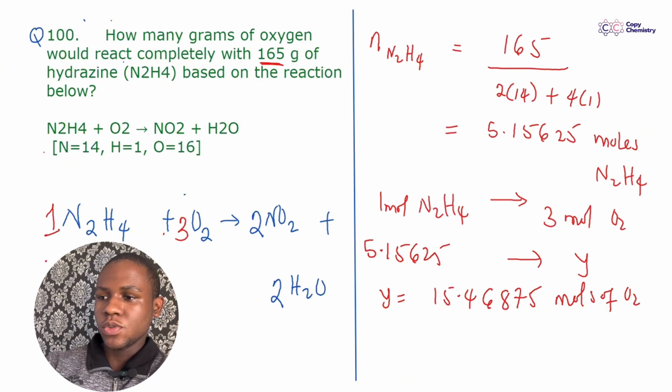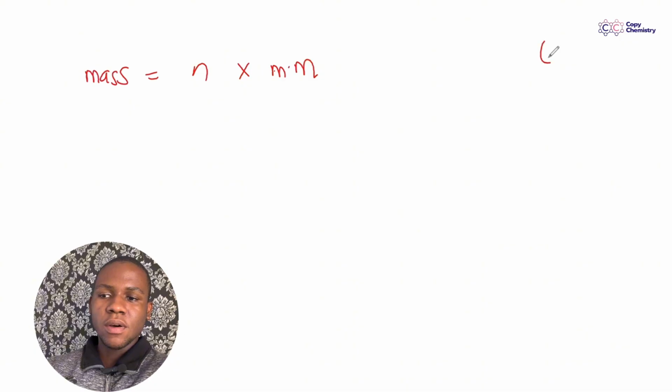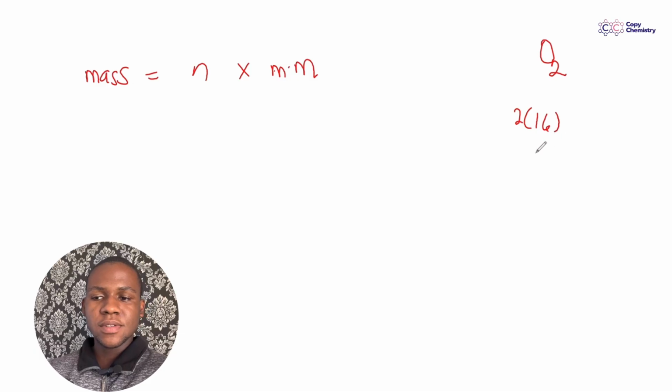That's the moles of O2. You're asked to get how many grams of oxygen. Okay, so we're going to convert that to grams. If you have any question based on this particular question, let me know in the comments. So finally, the mass of oxygen would be equal to the number of moles that we've just gotten multiplied by the molar mass of oxygen. Now oxygen has a molar mass which is 2 multiplied by 16, so that is 32. So I have to multiply the number of moles by 32.